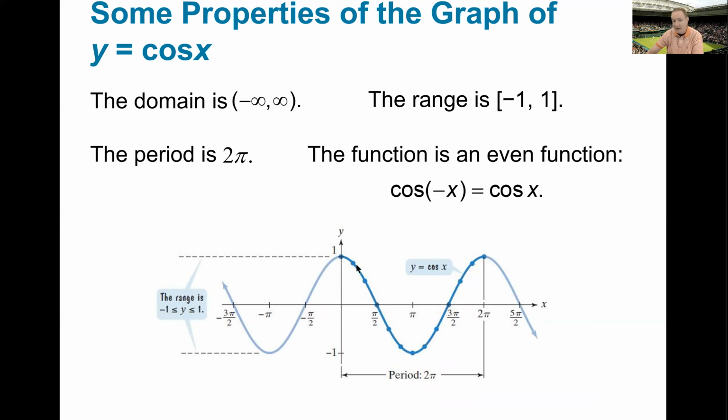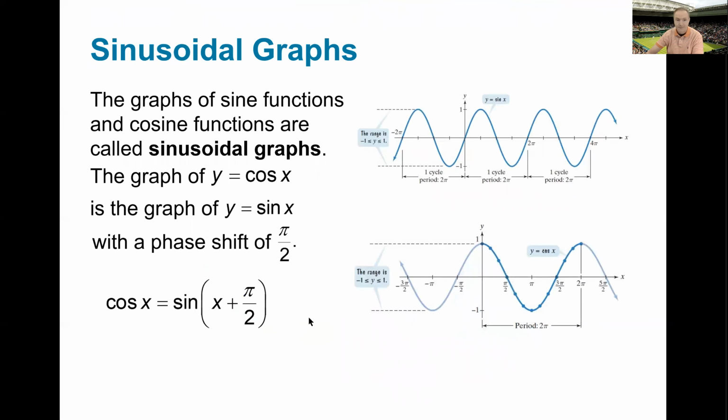Now, unlike the sine function, I think it's important for you to see the cosine is an even function, which means you can change the sign of an angle and it doesn't change the value of the cosine function. Cosine of -x, same thing as the cosine of positive x. Cosine of -pi over 2, same thing as cosine of pi over 2. Cosine of -pi, same thing as the cosine of pi, and so forth.